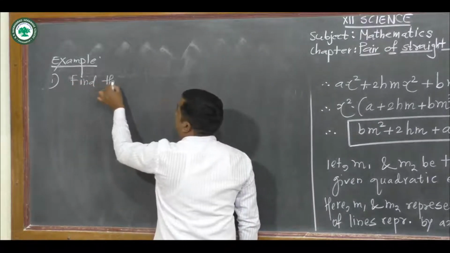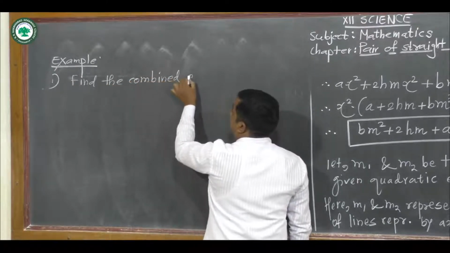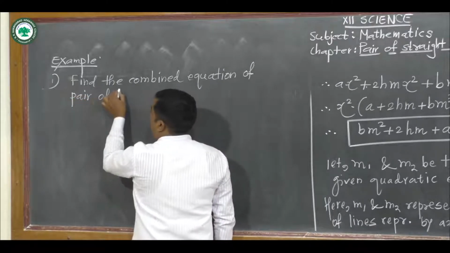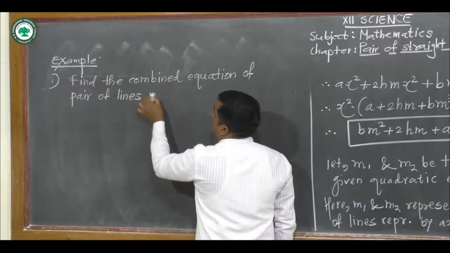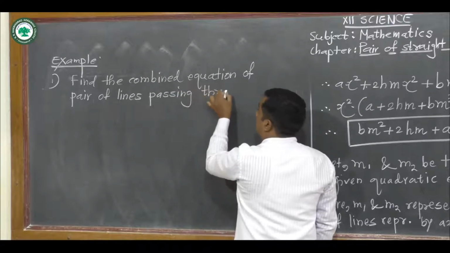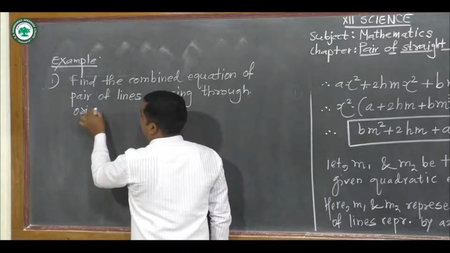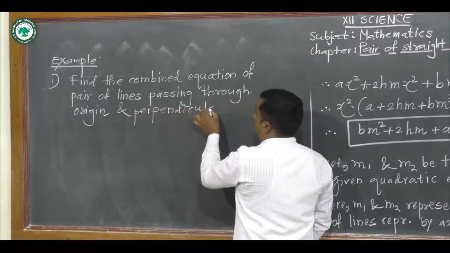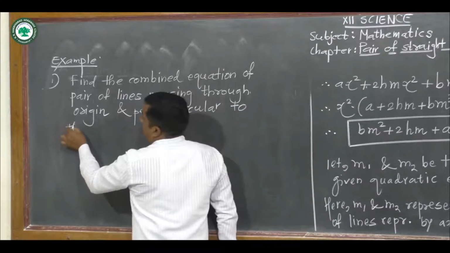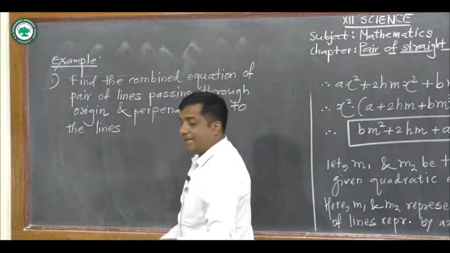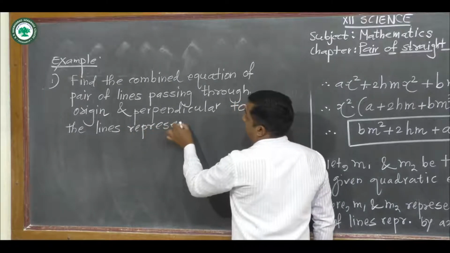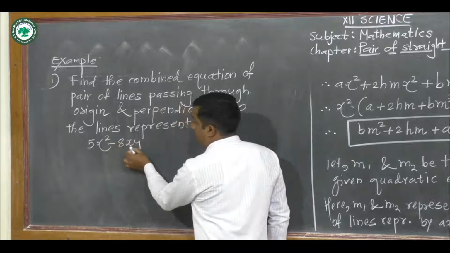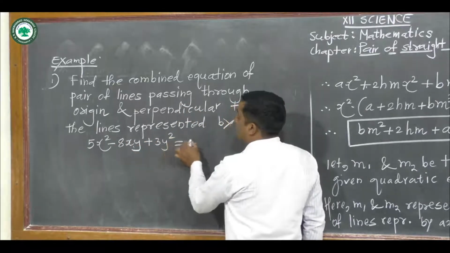Find the combined equation of pair of lines passing through origin and perpendicular to the lines represented by the equation. Your equation is having 5x square minus 8xy plus 3y square is equal to 0.